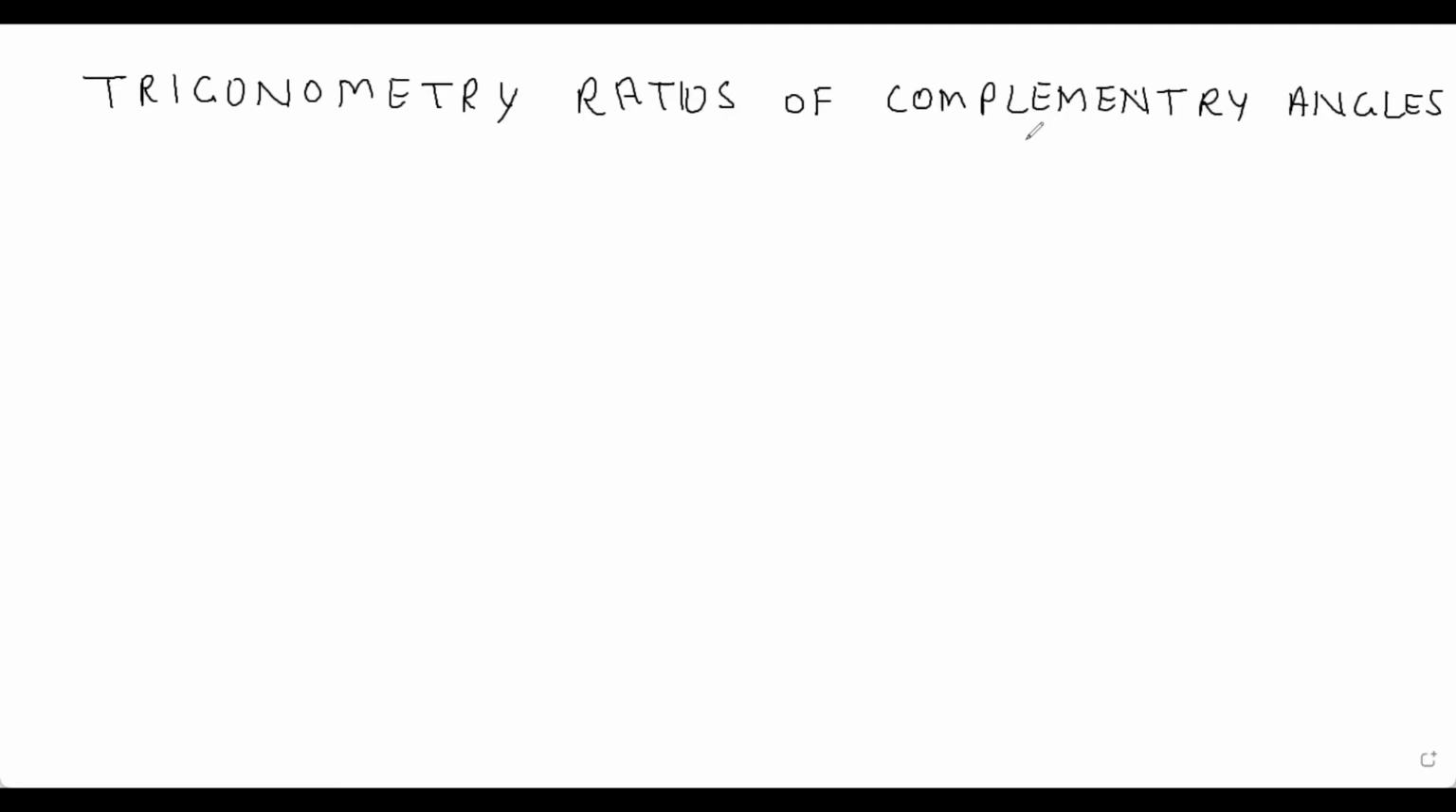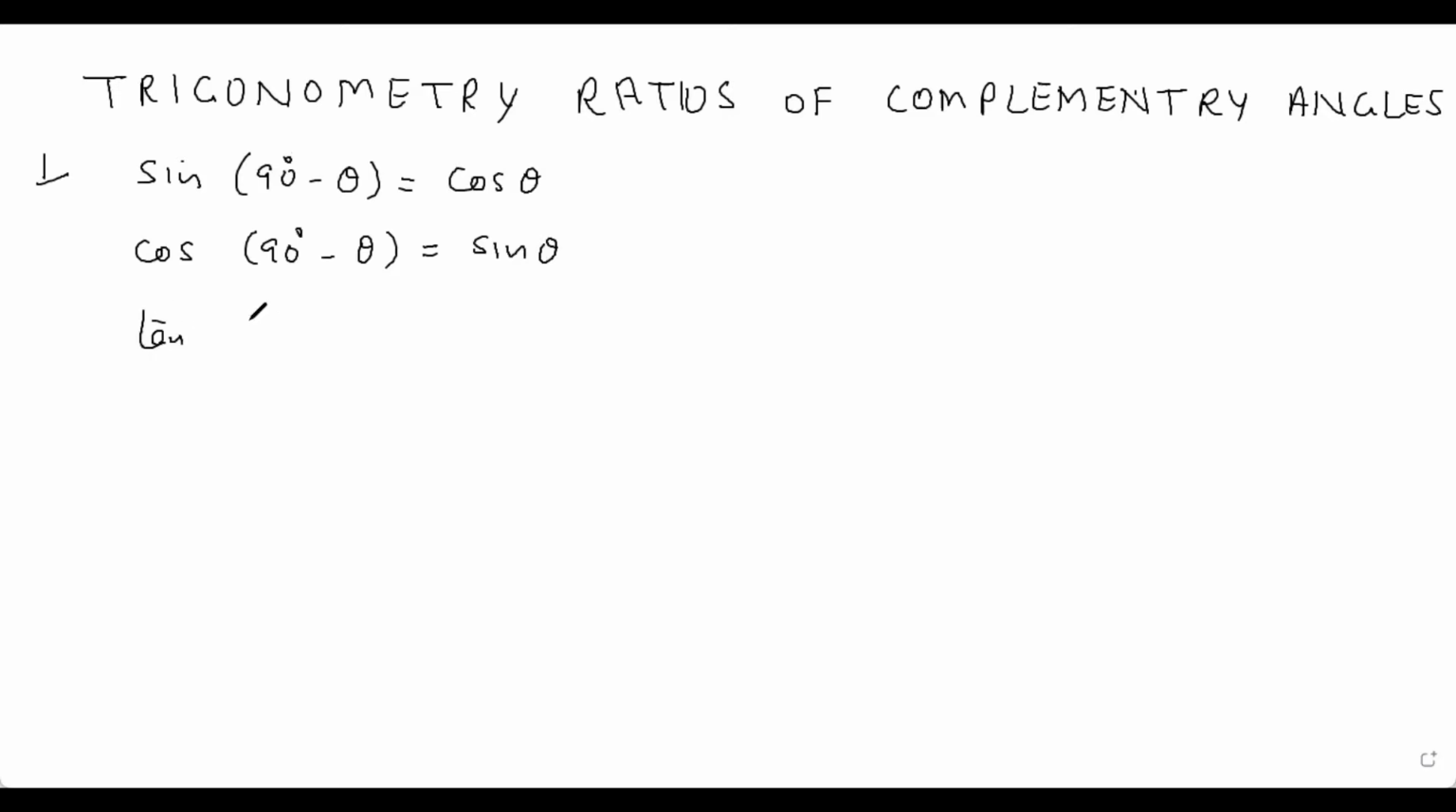Two angles are said to be complementary if their sum equals 90 degrees. First, I want you to learn this. Sin (90 degrees minus theta) is equal to cos theta. Cos (90 degrees minus theta) is equal to sin theta. Tan (90 degrees minus theta) is equal to cot theta.